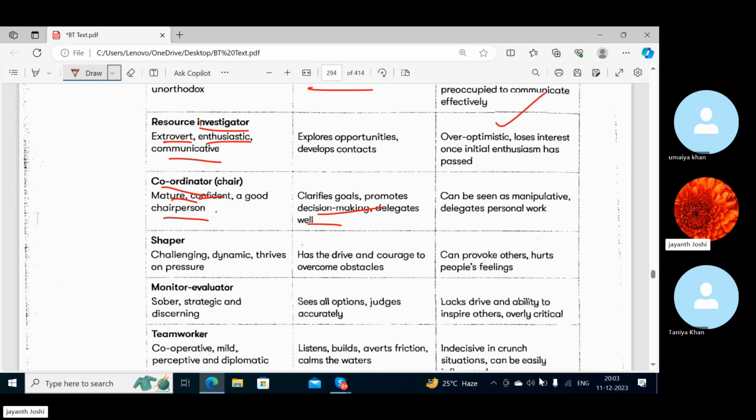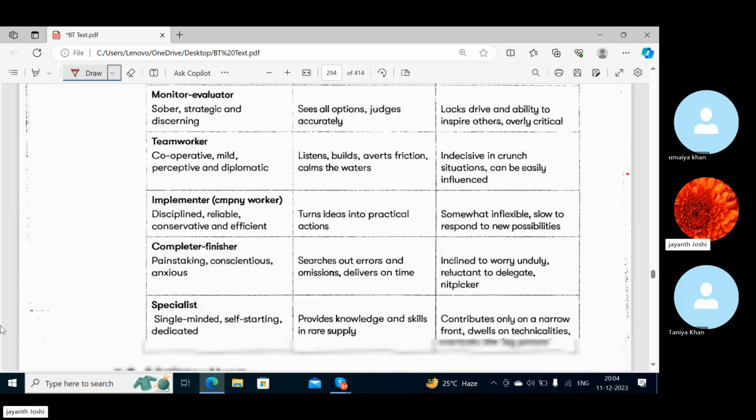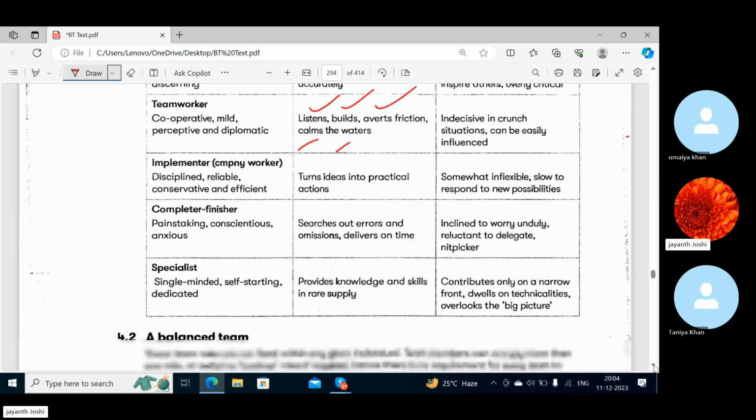That means assigns the task to the subordinates in a very proper way. Can be seen as manipulative, delegates personal work. Shaper: challenging, dynamic, thrives on pressure, has the drive and courage to overcome obstacles, can provoke others at times, hurts people's feelings. Team worker: cooperative, mild, perceptive and diplomatic, can listen, build, avoid friction, calms the waters. Indecisive in crunch situations, can be easily influenced.